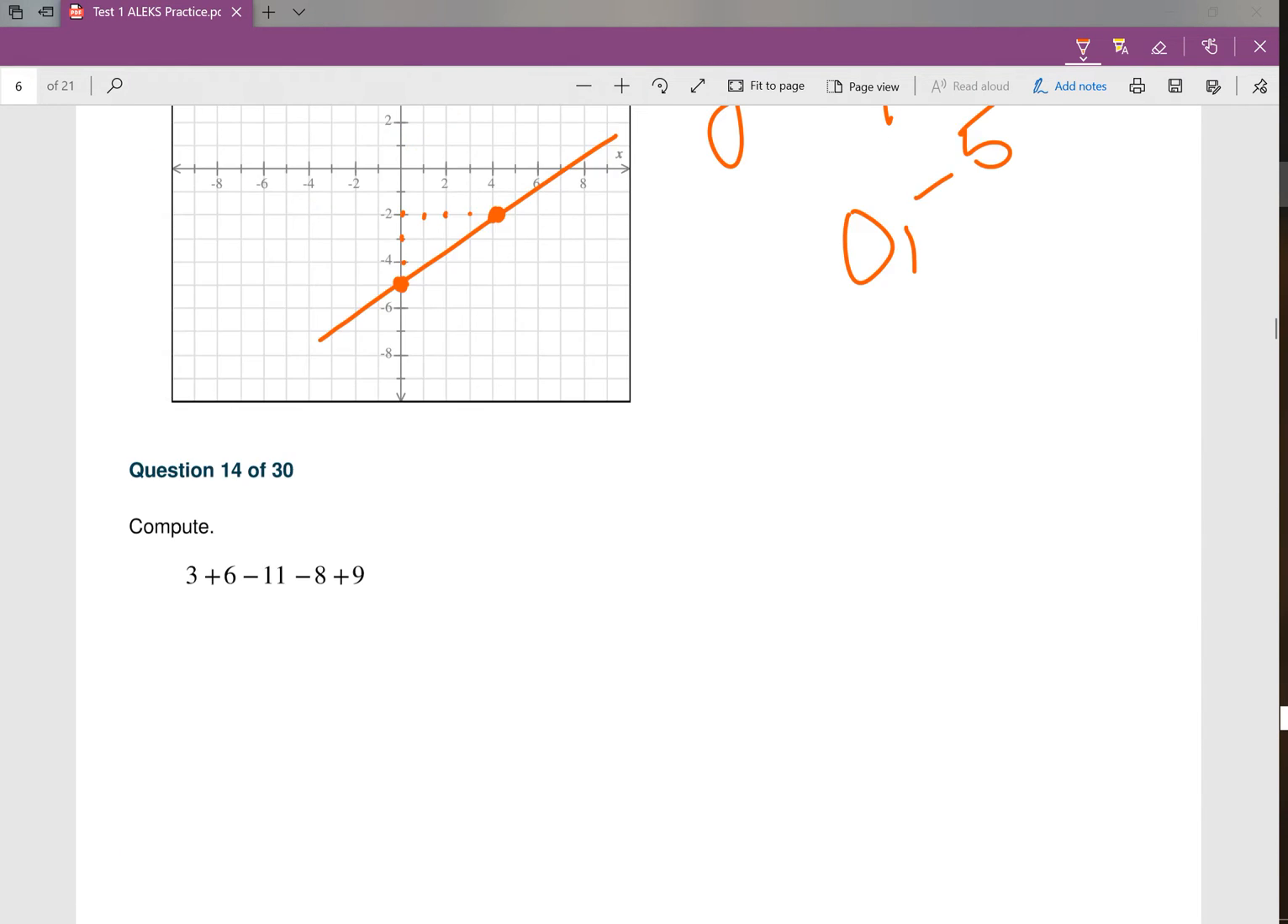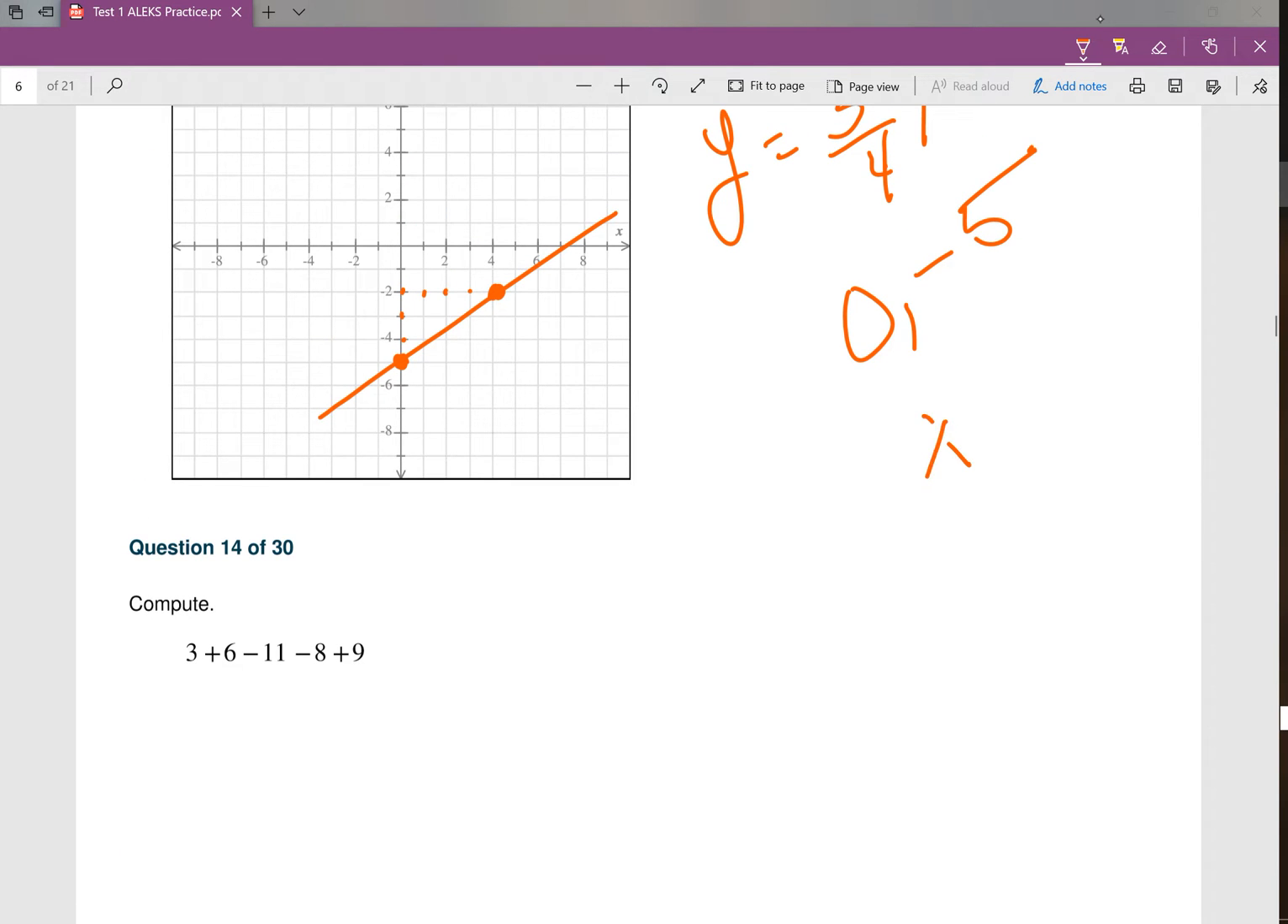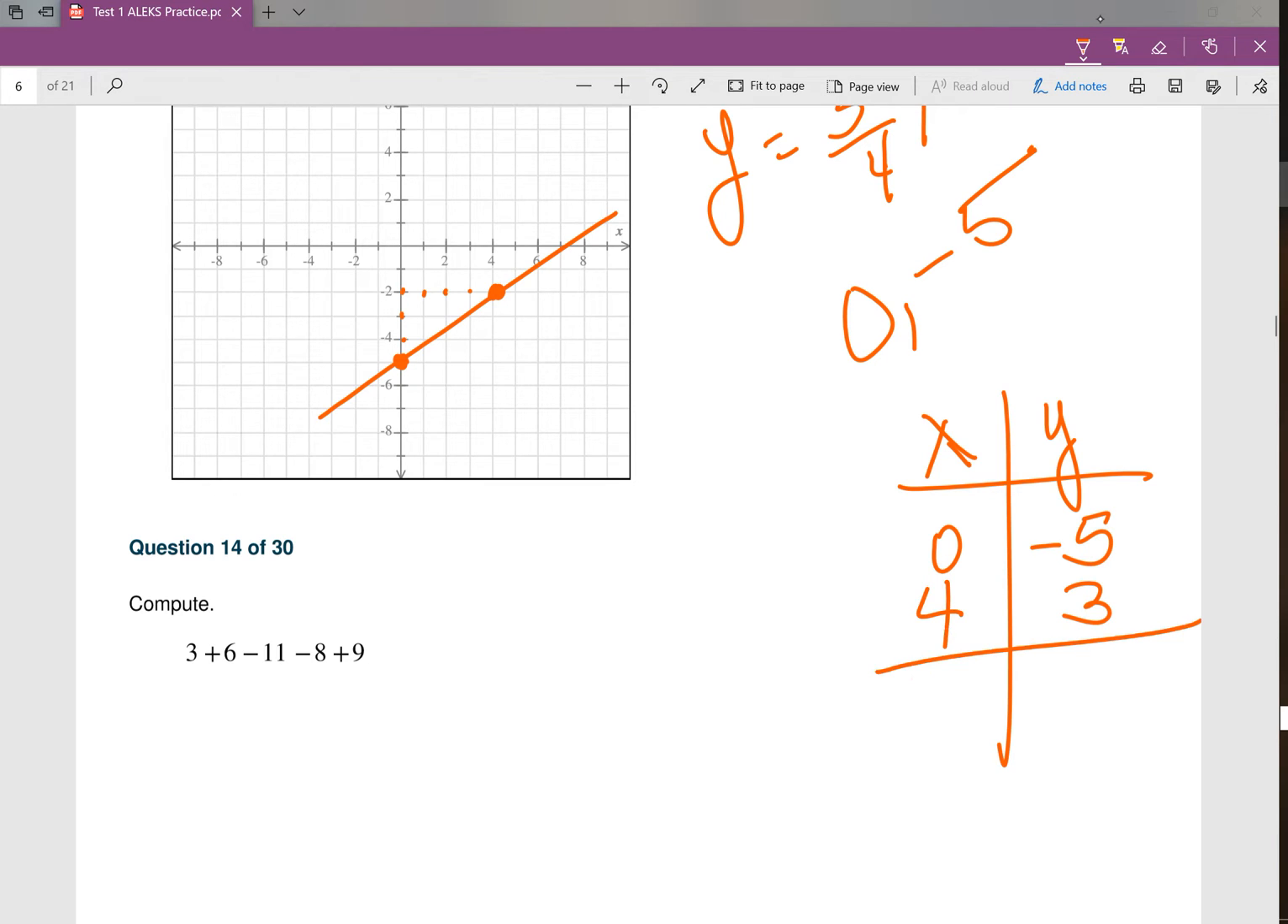Okay, you can also do it, by the way, if you have x and y as a table. You have 0, negative 5. This is going to go up 3, this is going to go over 4, and this is my slope. So you'll have 4, negative 2 for a point. If you notice, the point here is 4, negative 2.